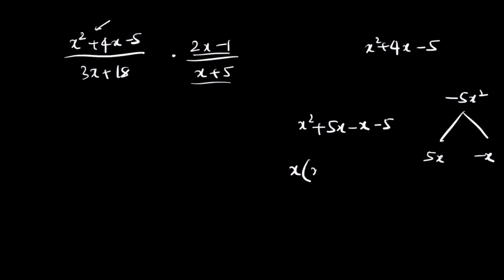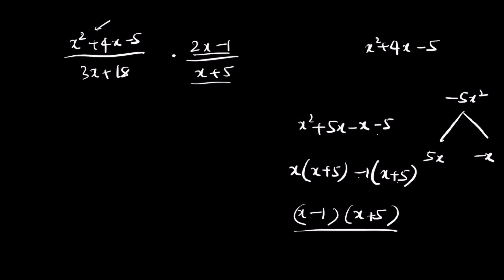When you take x out, you get x + 5. When you take −1 out, you get x + 5. The reason we get plus is because when you do the same thing backward, minus into plus, you get minus again. So next you get (x − 1)(x + 5). Now we have simplified the numerator, so write it down there: (x − 1)(x + 5).